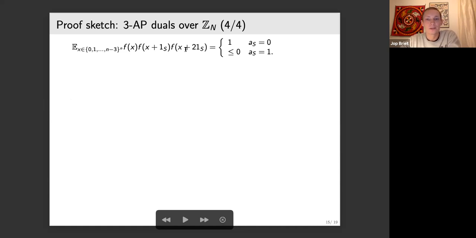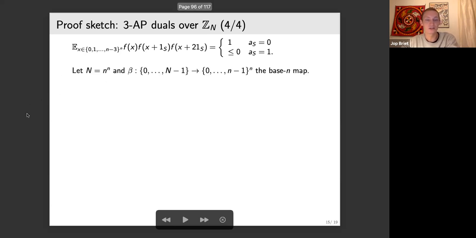We're not quite there yet because we're aiming towards defining functions over the integers mod n. And these we're averaging here over integer vectors and not points in Z mod n. So to deal with that, we're going to apply a basic trick. We'll let capital N be lowercase n raised to the lowercase n, and we'll let beta be the standard base n representation map. So the map that sends every element in 0 to n-1 to its base lowercase n representation.